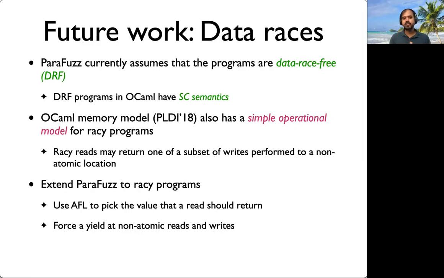And the idea here is to use AFL to pick the value that a read should return, and also force a yield at every non-atomic read and write, right? And the challenge here is the latter, right? Can we actually make it fast enough for pragmatic use is the question. This is yet to be seen.